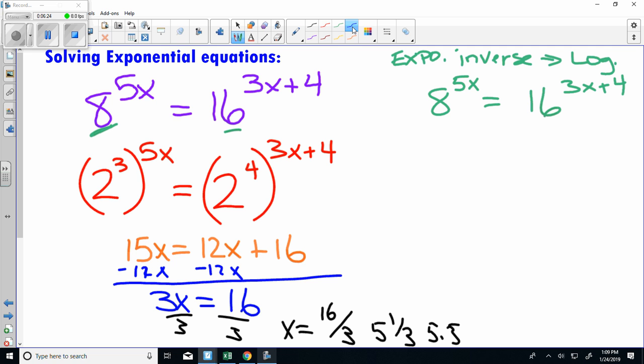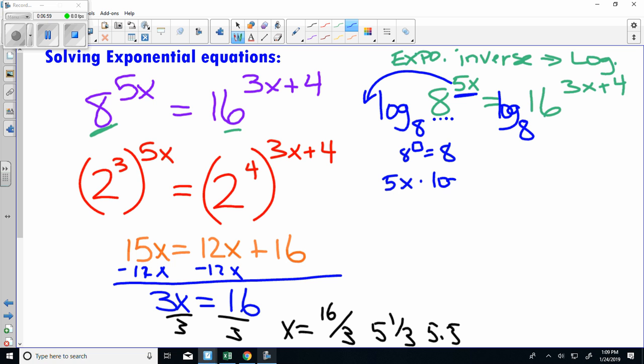If we want to get rid of the 8, other than writing it with the same base, which is always a way that you can do this, you can get rid of the 8 by putting a log base 8 here and a log base 8 there. Now log base 8 of 8 is saying 8 to what power is equal to 8, and that is 1. And then by your properties of exponents, when you have a logarithm, that becomes the multiplier of it. So we would have 5x times log base 8 of 8. And like I said, log base 8 of 8 is 1, so this is just 5x.